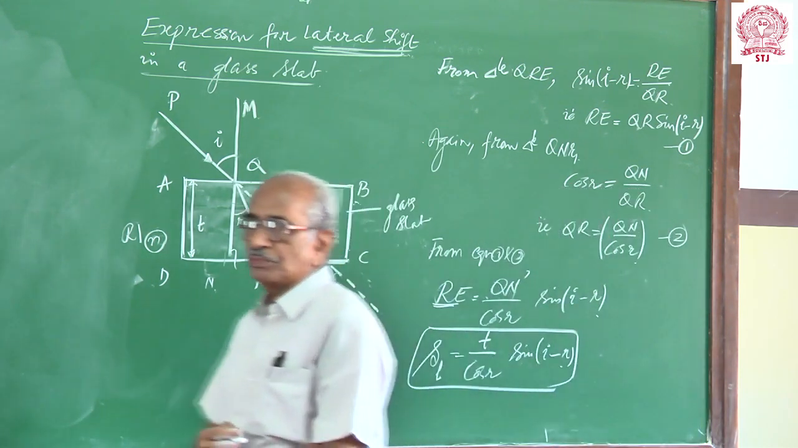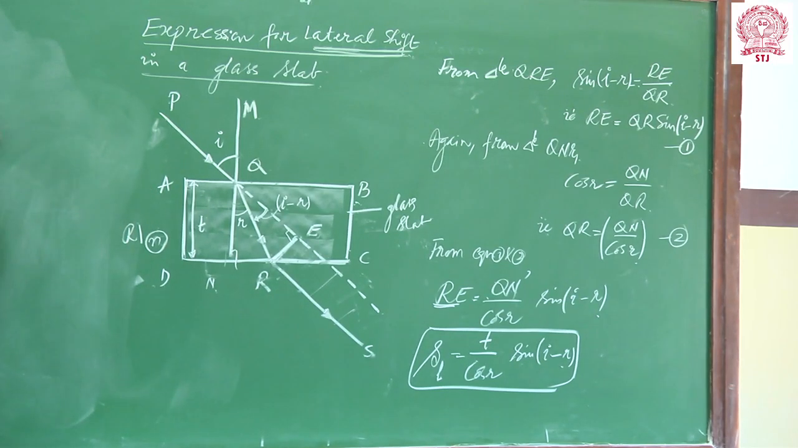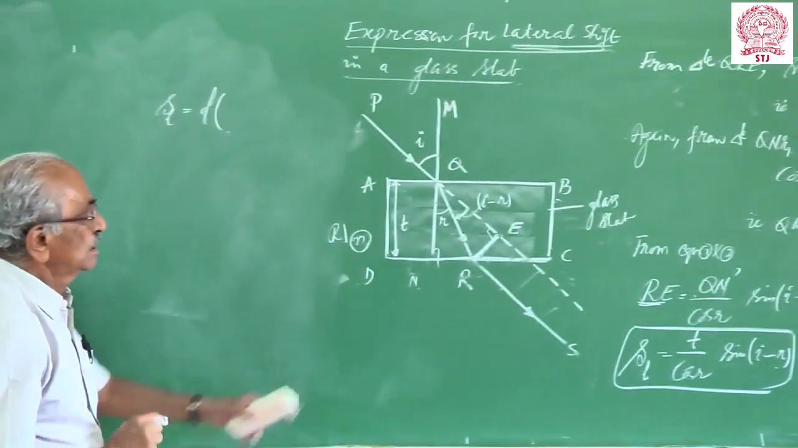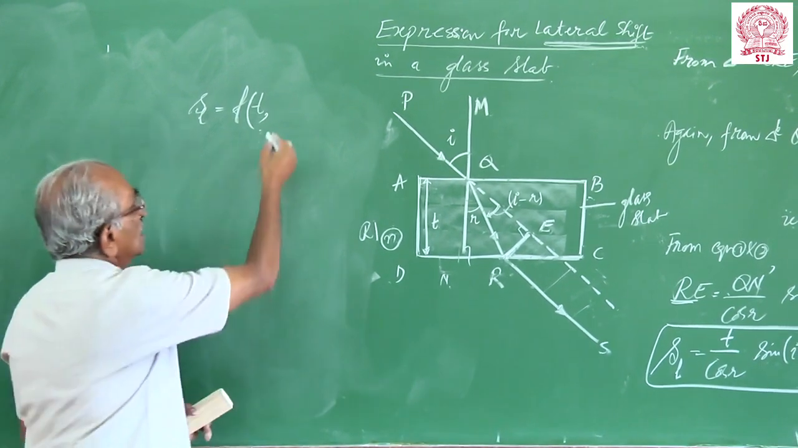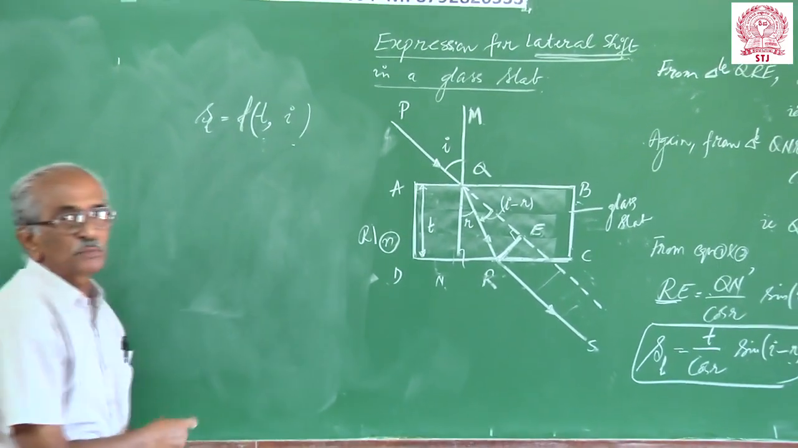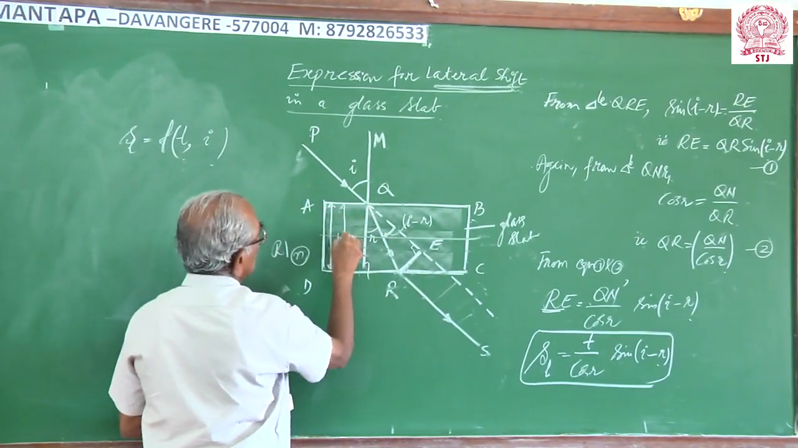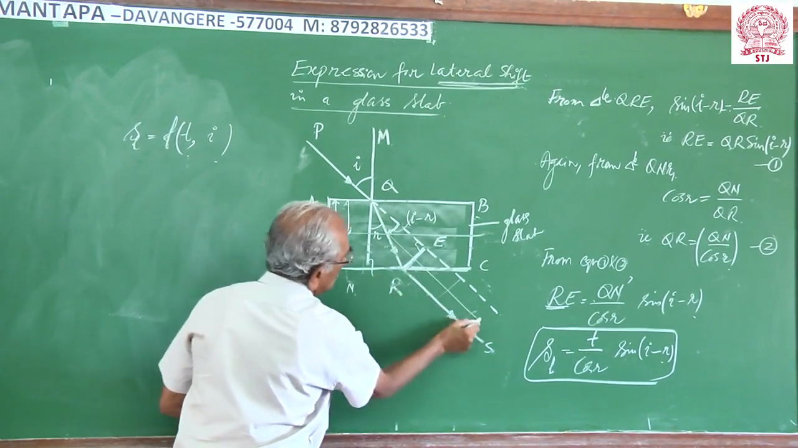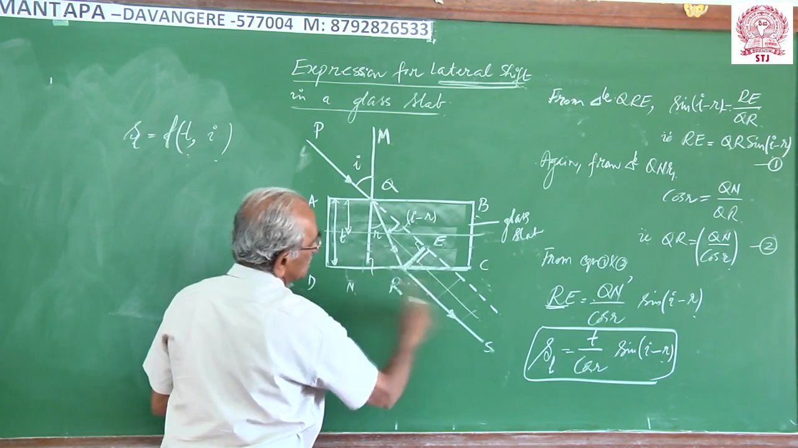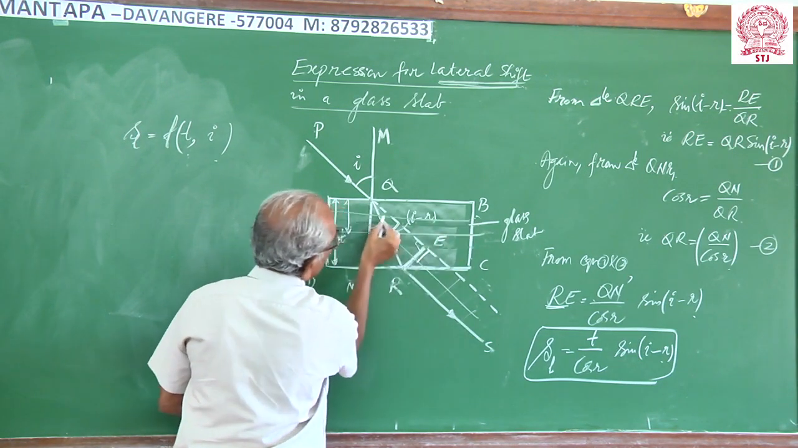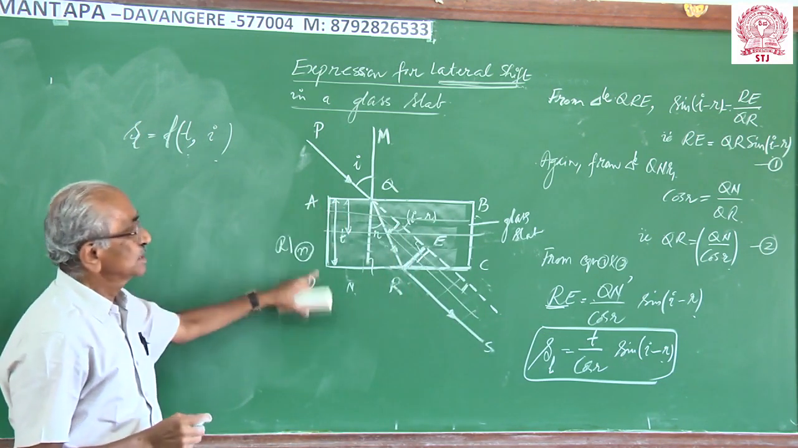Now observe, the lateral shift depends on the thickness of the slab, and depends on the angle of incidence. Now that can be easily seen here. If you consider only half of this, the ray comes out from here itself. So the lateral shift now becomes only this much. So you take it like this, so that is the lateral shift. So lateral shift depends on the thickness of the slab.